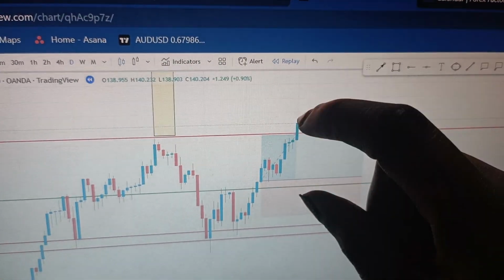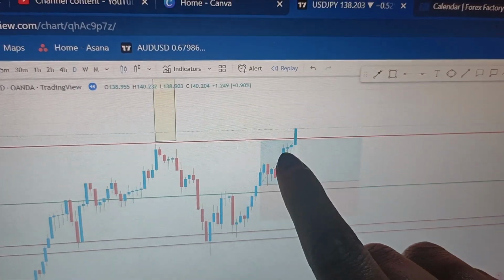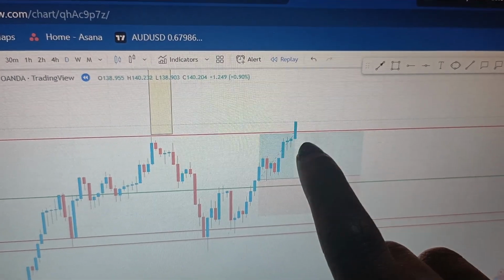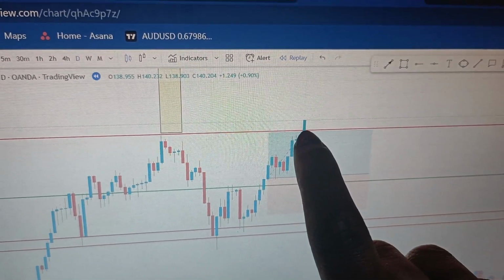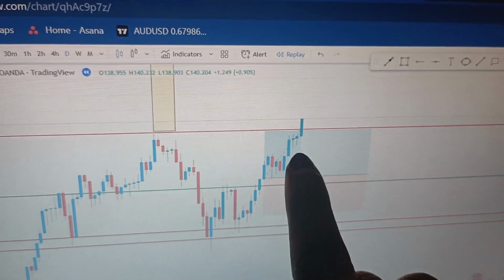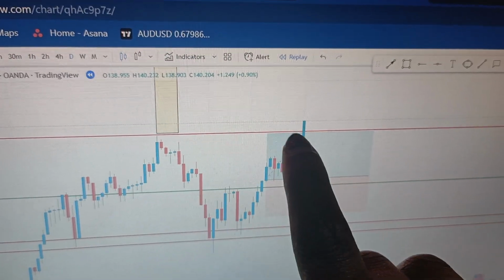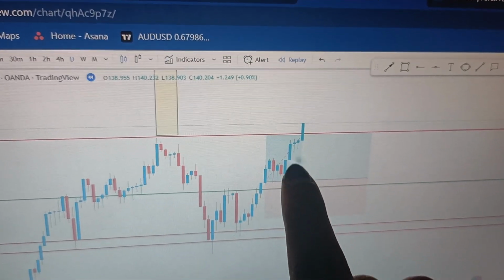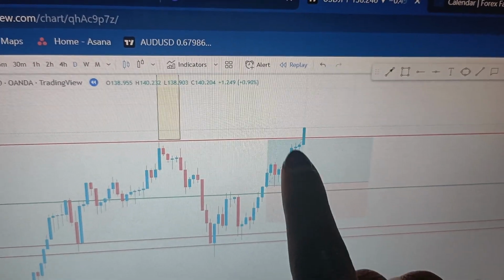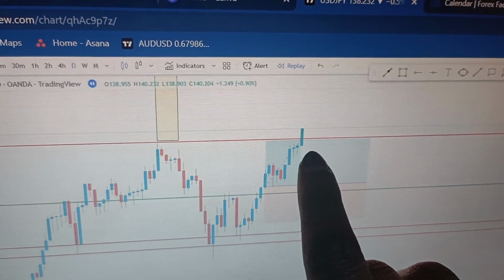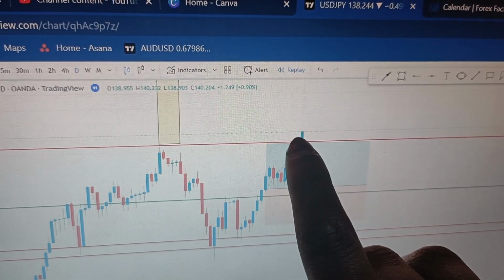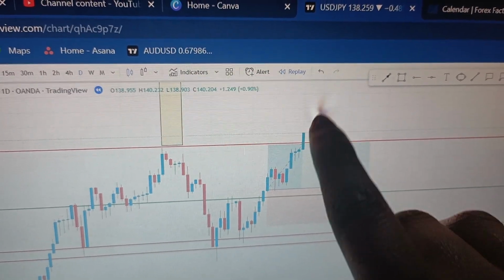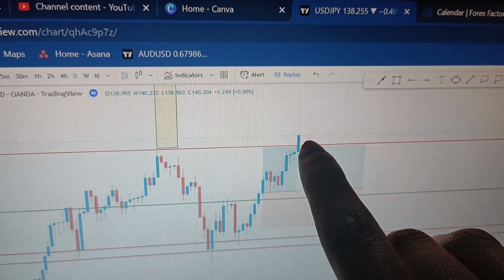So yes, it's 368 pips, but nobody tells people the patience it takes to wait for the market to hit and break the neckline. So not only has the market broken the neckline, but it has hit our TP.